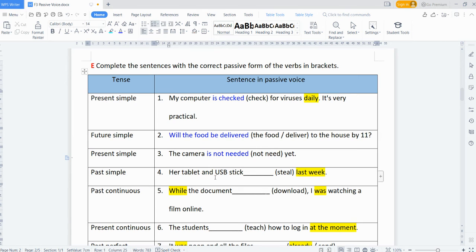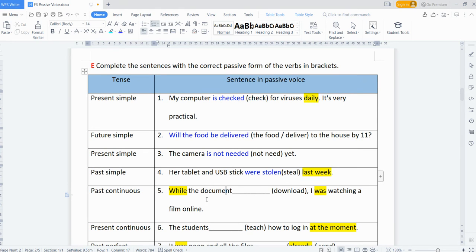Okay, number four. Her tablet and USB stick still last week. This one is in past simple. Okay, so you need to have the be verb. Okay, the be verb should be was or were. So since there are two things here, we say were. Okay, were sebab ada dua benda. Okay, kalau ada satu benda je, kita say was. Okay, were, past participle for steal is stolen. Were stolen last week.